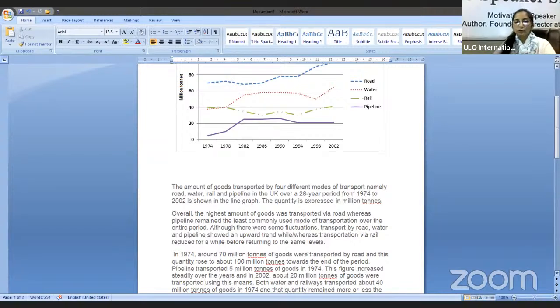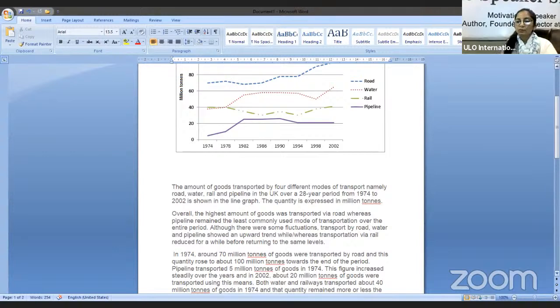So in 1974, around 70 million tons of goods were transported by road. About 70 million, almost, approximately, you can use any of these words here. Around 70 million tons of goods were transported by road, and this quantity rose to about 100 million tons toward the end of the period. That means in 2002, it showed an increase. The word rose we have used for increase.